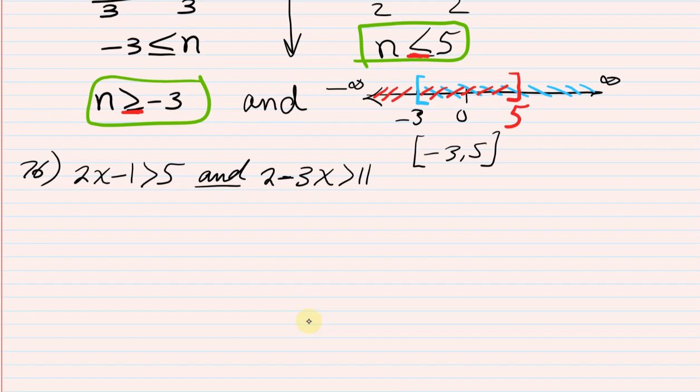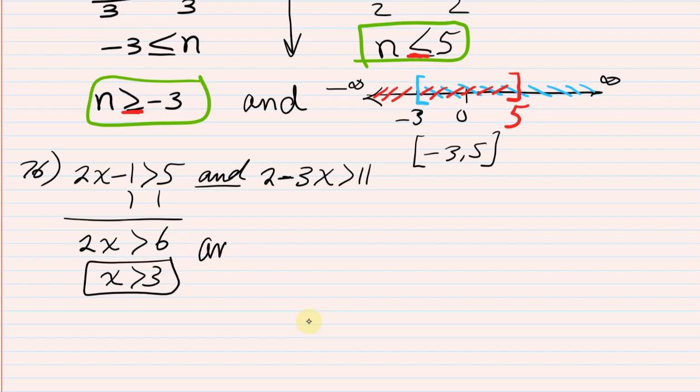So I'm going to isolate x, add 1 to both sides. That makes it 2x bigger than 6. Divide by 2 and x is greater than 3. Box that. This is a conjunction. That means the solution must work in both parts, right? First inequality as well as the second one.